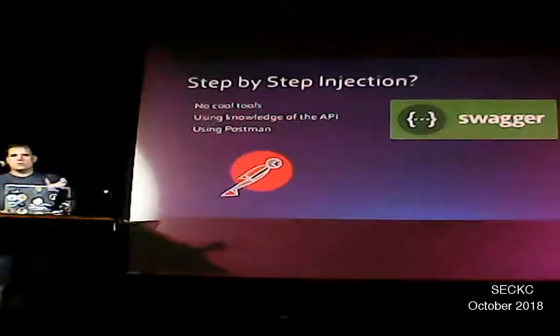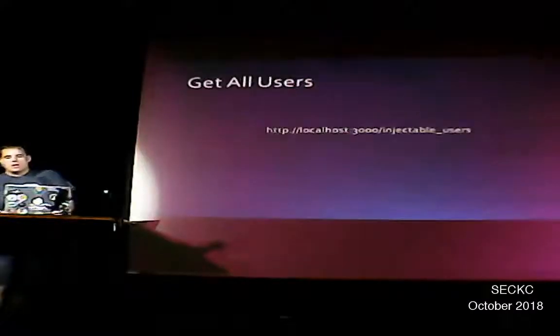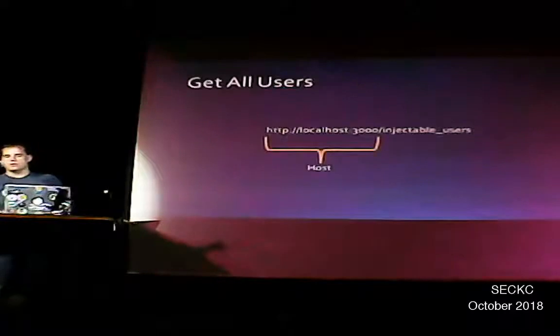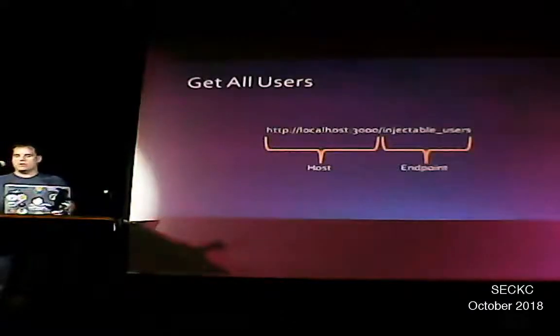And then I use a tool called Postman that just effectively makes calls out to REST services and gets responses back. So in this case, I'm just running this application locally on my Mac here, and what I do is I hit localhost, which is just running locally. So I've got my host, and I've got my endpoint with injectable users. So this is kind of a basic explanation of how we would do that.